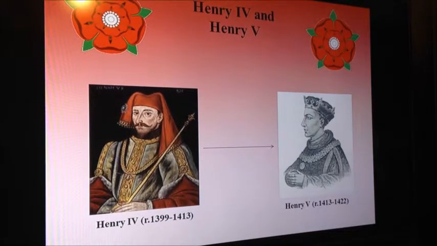So I'm not going to go into great length into the reign of Henry IV and his eldest son, Henry V. All we have to know is in 1413, Henry IV dies after being king for 14 years, and his eldest son, Henry V, becomes king until 1422.